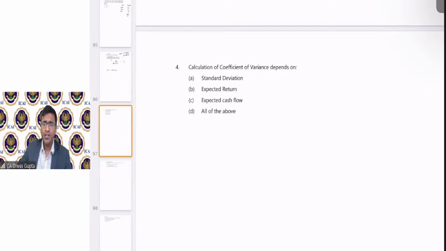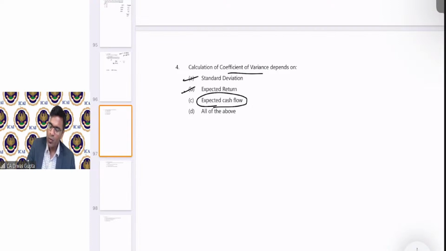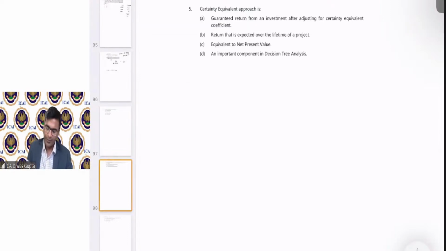So just check once. The coefficient of variation, coefficient of variance, what was the formula? The formula used the standard deviation definitely, right? And the formula also used expected return, but expected cash flow will be used to calculate the expected return, right? So hence it will be D, which is all of the above.